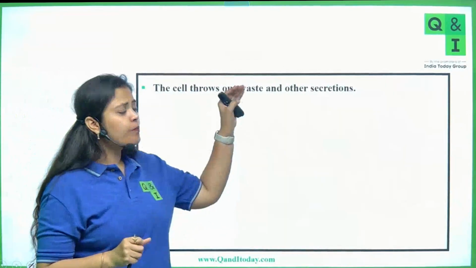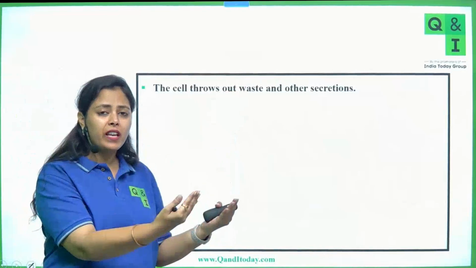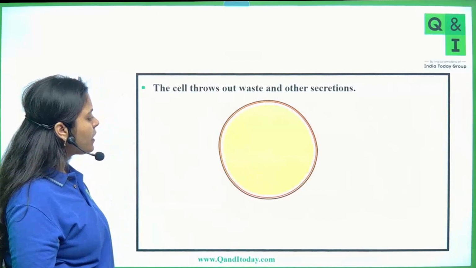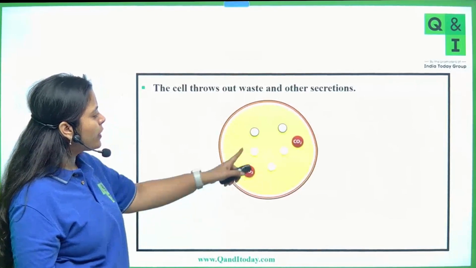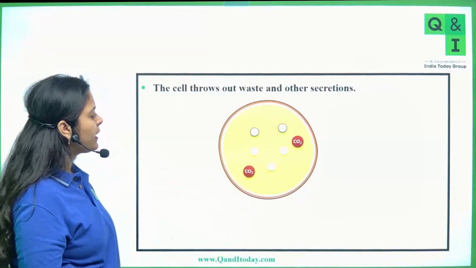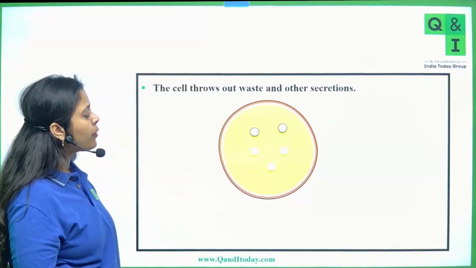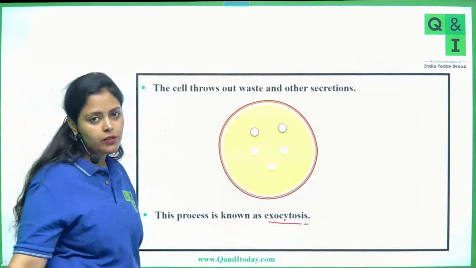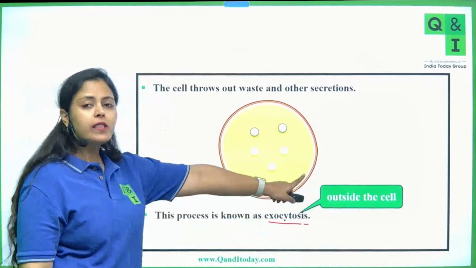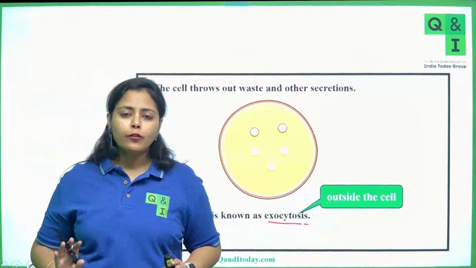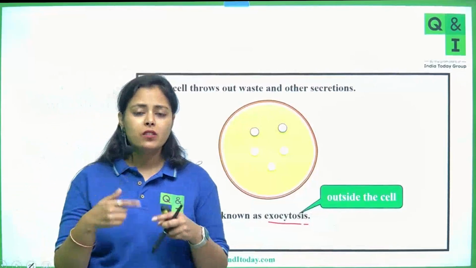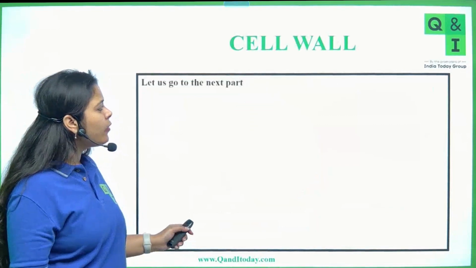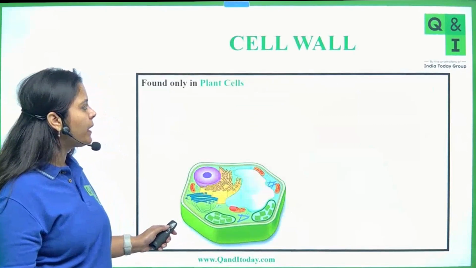Okay, so now whenever a cell has to secrete waste outside it, then there occurs the process which is called exocytosis. So you can see there are some molecules which are present inside the cell. Now the cell will remove those particles outside it. This is called as exocytosis. Outside the cell. Okay, so that's all for today's class, students. Now let's revise what all we have studied in today's class. Cell wall I'm going to skip for now. We would be covering cell wall in the next class.